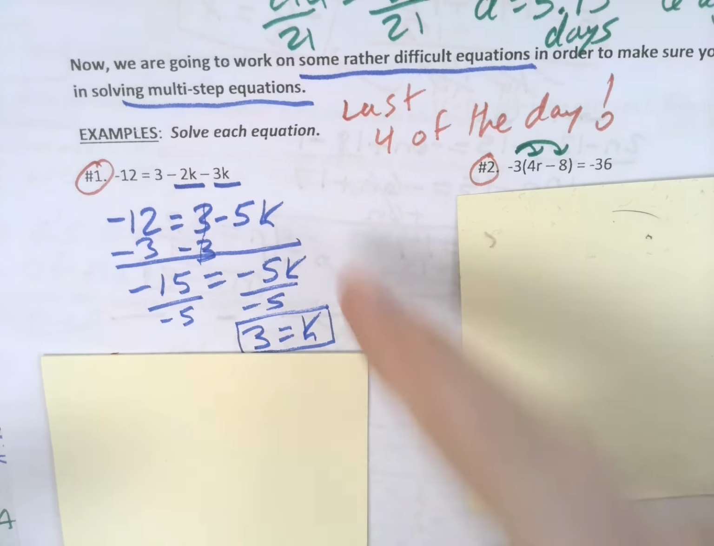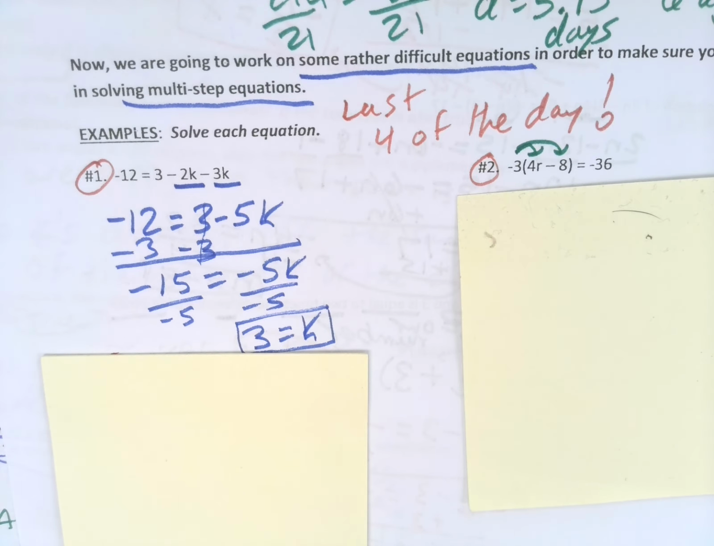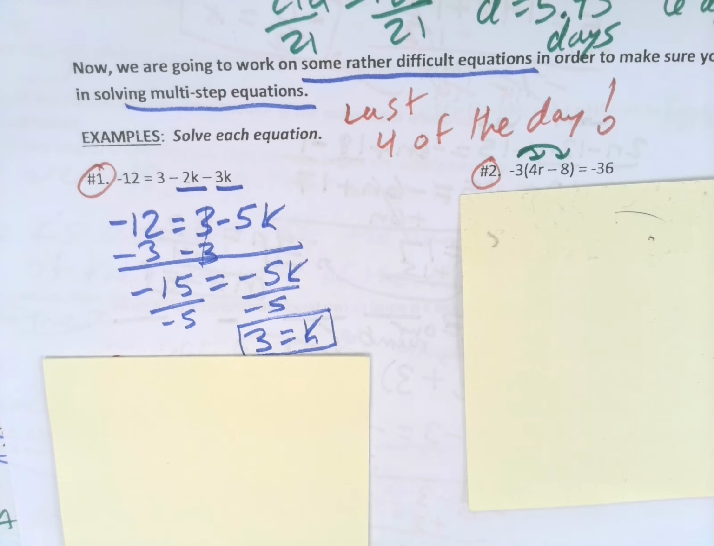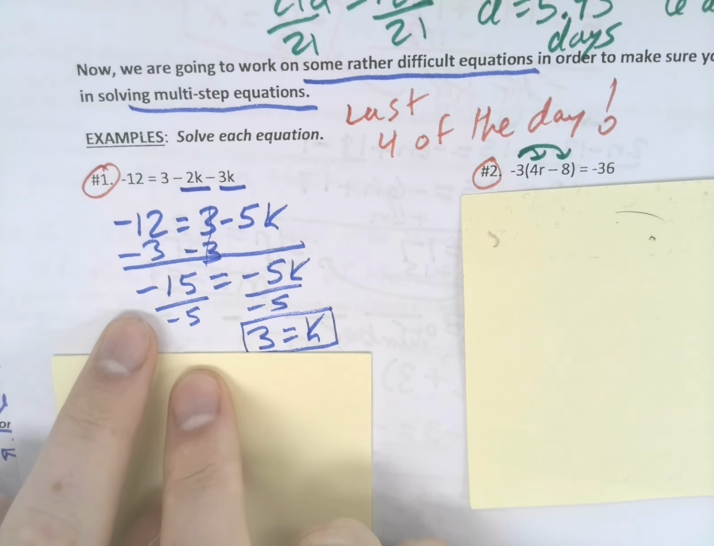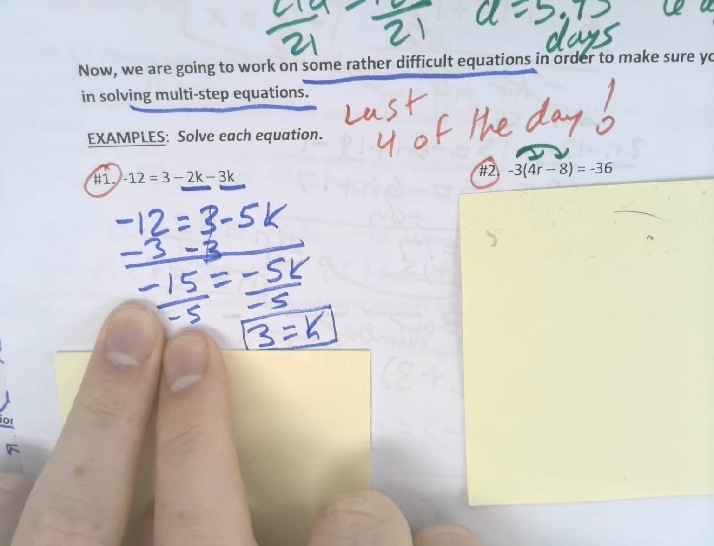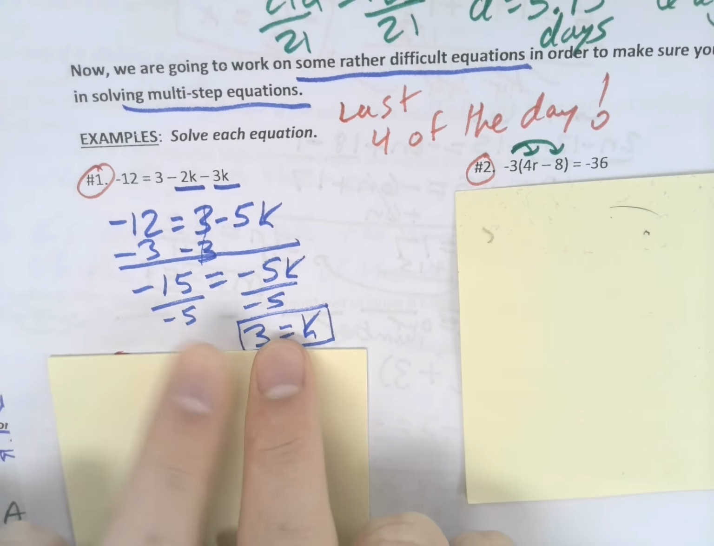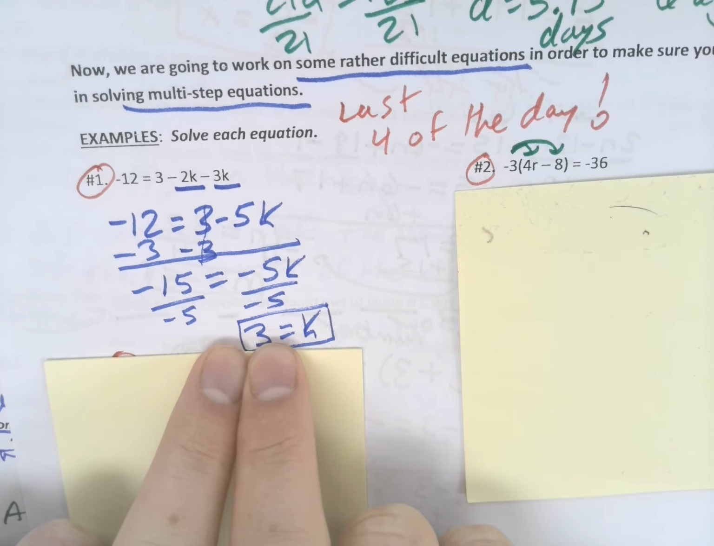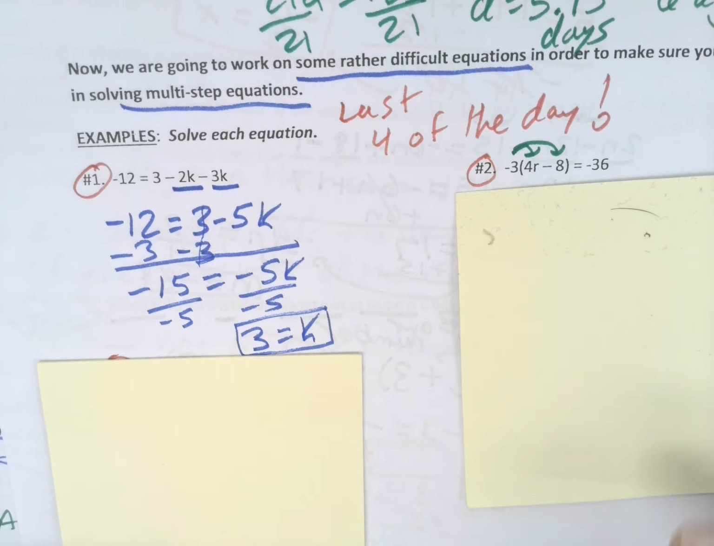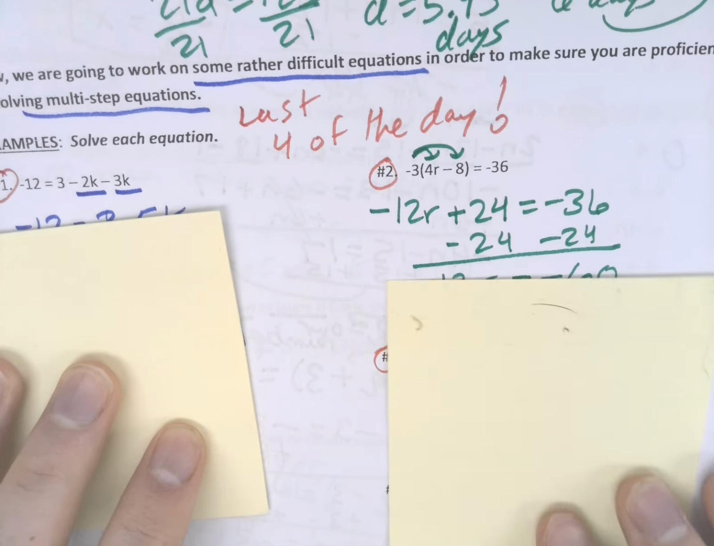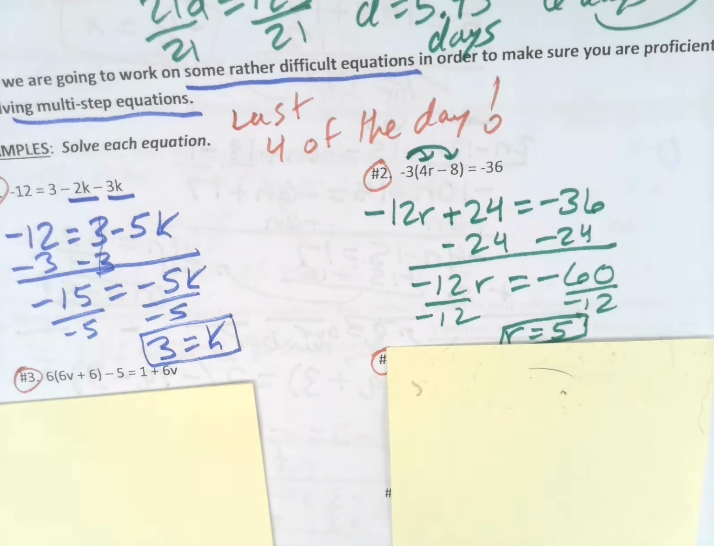How are we feeling on number 1? Combine like terms because we don't have any parentheses. Subtract 3 over to get negative 15. And then we divide by negative 5 to both sides. And a negative divided by a negative is a positive. Number 2. I'll leave that there for you.